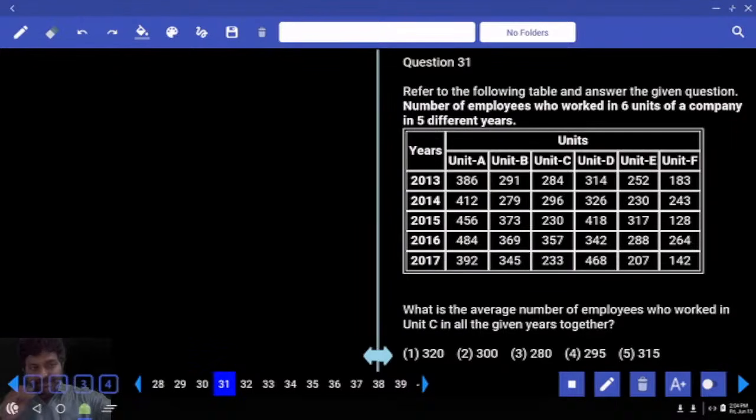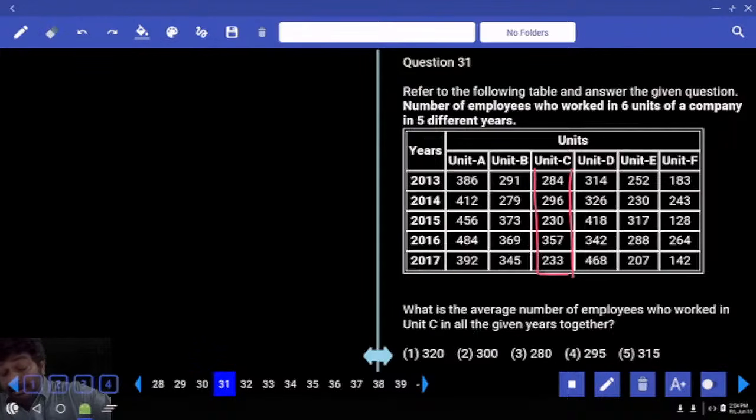Number of employees who worked in 6 units of a company in 5 different years. What is the average number of employees who worked in Unit C all the given years together? Unit C, right. Look at all C values.